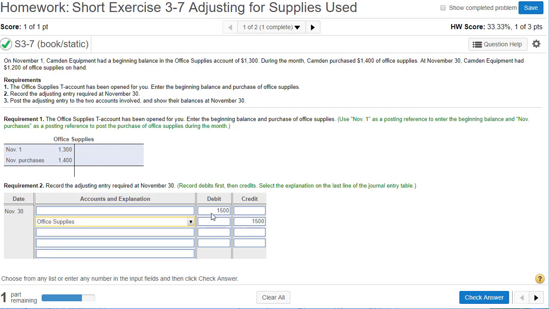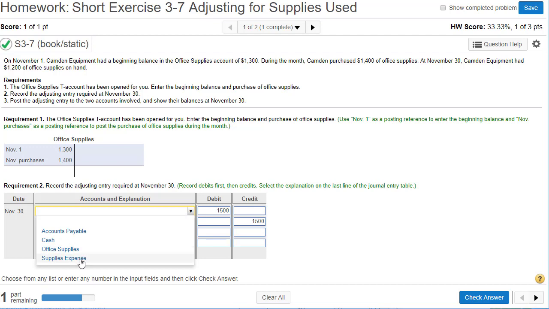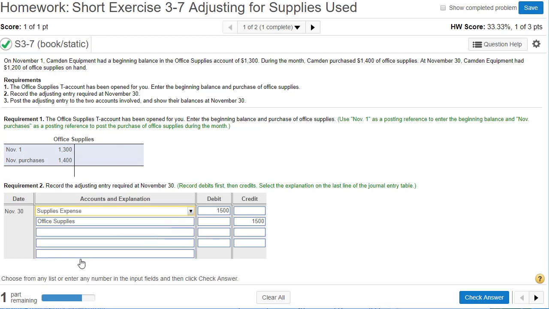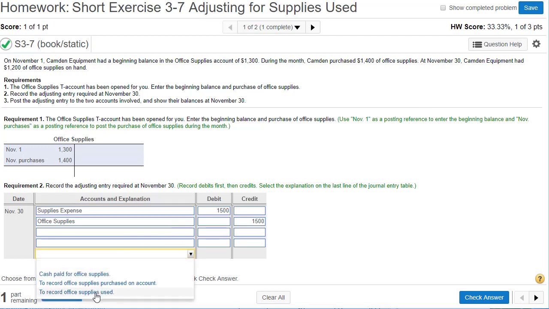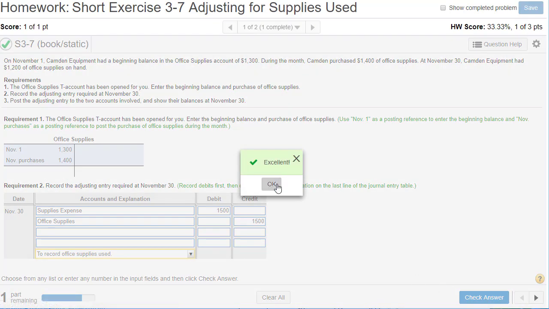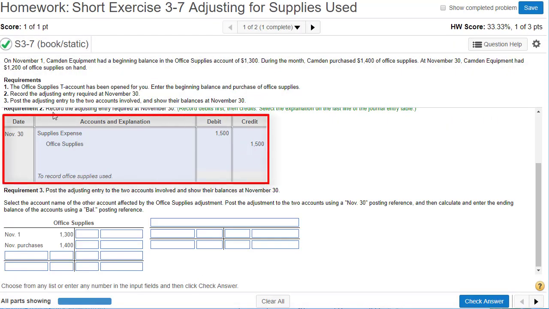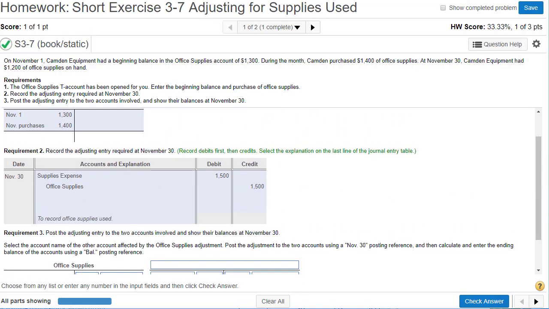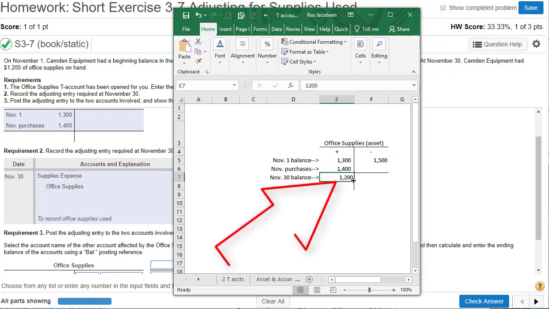Now we need a matching debit of $1,500. And the account that's showing that we've used office supplies is called supplies expense. Some companies might call it office supplies expense. To record office supplies used. So by creating this adjusting entry, we have now brought the balance to the correct amount, $1,200.